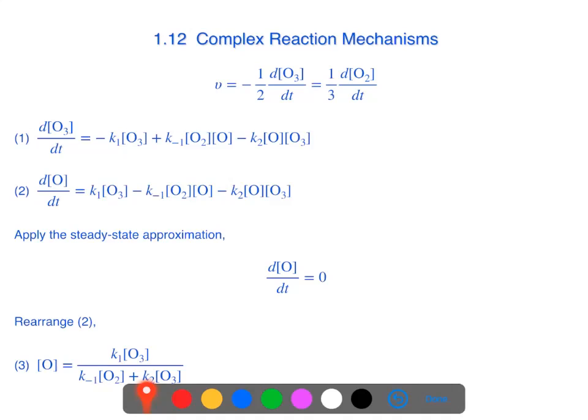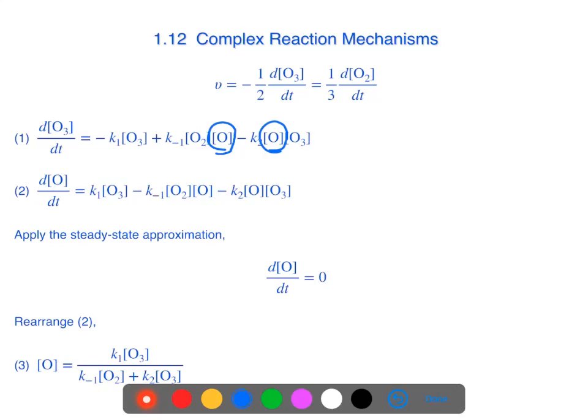In the first step, it is decomposing with a rate constant K1 and dependent upon the concentration of ozone. In the second step, it is formed with a rate constant K-1 dependent upon the concentration of O2 and atomic oxygen. And in the third step, it is consumed with a rate constant K2 dependent upon the concentration of atomic oxygen and itself.